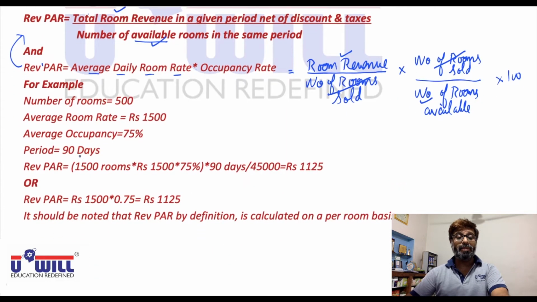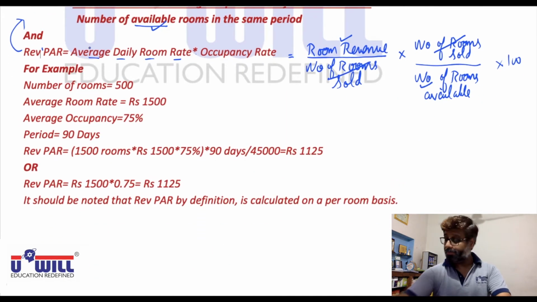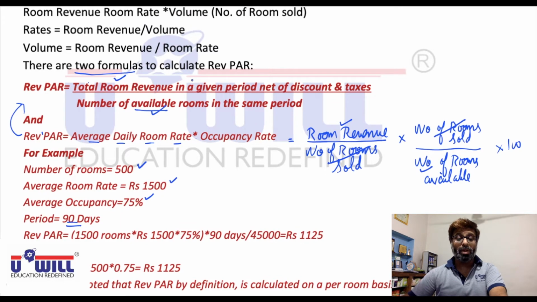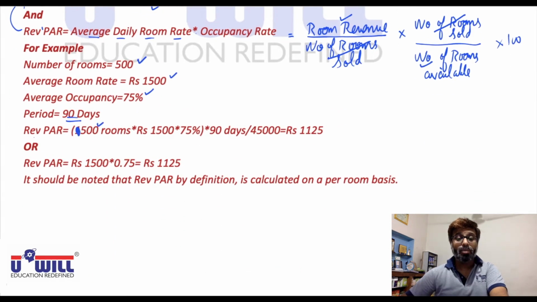Now one example is given to understand revenue per available room. Look at it. Suppose number of rooms are 500. Average daily room rate is 1500. Occupancy is 75%. And we are talking about a 90 day period. Then what is the formula to get revenue per available room? If you apply the first formula, what is the first formula? Total rooms revenue. What will be the total rooms revenue? 500 rooms into 1500 rupees you earn for every room, but 75% only go on rent, so into 75%. Okay, all of you do it.